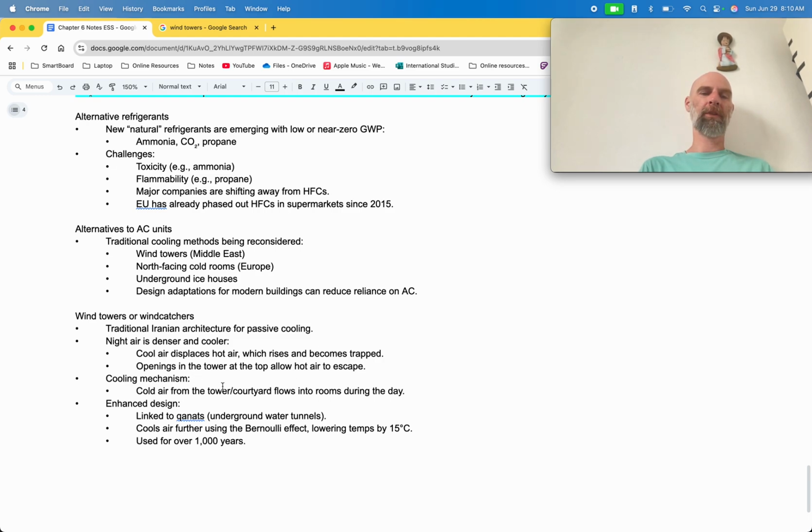Cooling mechanism: cold air from the tower courtyard flows into rooms during the day. Enhanced design linked to qanat underground water tunnels cools air further using the Bernoulli effect, which lowers the temperature by 15 degrees Celsius. Used for over 1,000 years. When my relatives were trying to scratch a living out of Ireland 1,000 years ago, these people were cooling themselves and living a cool life. Yep, great cultural experience.